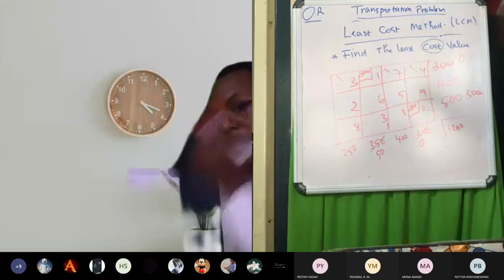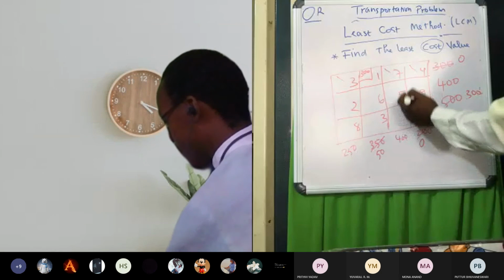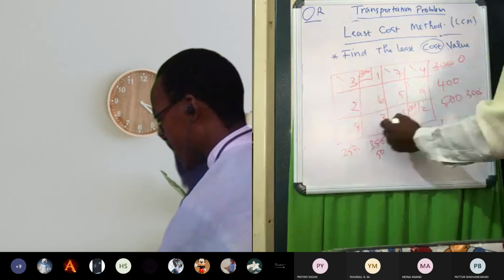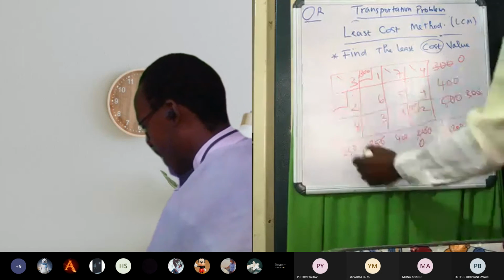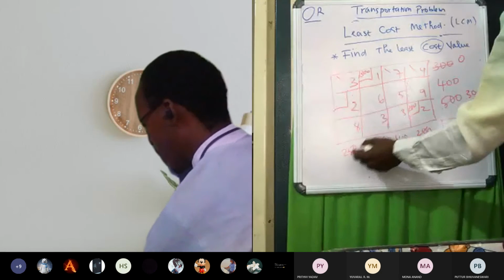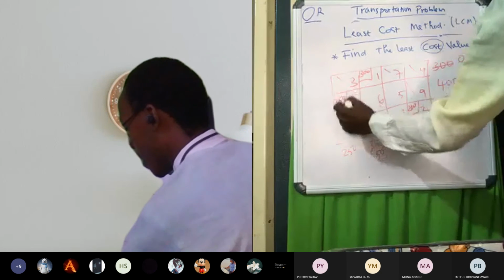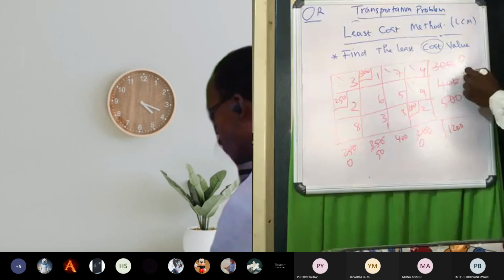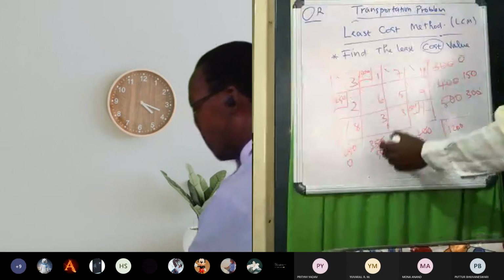Clear? Now, next. Which one is to be crossed? This is going to be closed. Okay, this is gone. Now we remain with these cells. Which is the least? This is the least. You are going to compare 250 and 400. We put here 250, and this is going to be 0, and this is going to be 150. Clear? Now, this is going to be closed.